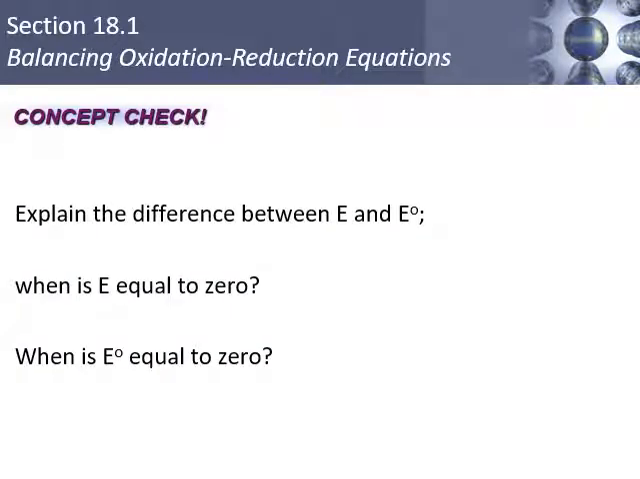So let's go to a concept check. What is the difference between E and E naught? Well, E is the voltage of your cell right now. If it's been running for 2 days, then it won't be at its maximum cell voltage, right? So what is it right now? If it was originally 5 volts, and now let's say it's at 4 or 3, then E would be 4 or 3. Whereas the E naught would be what it would have been under standard conditions.